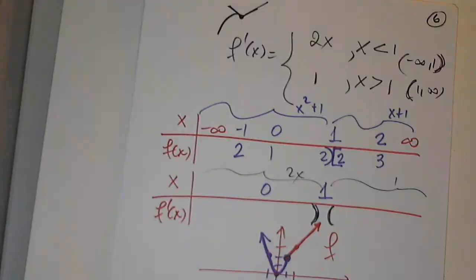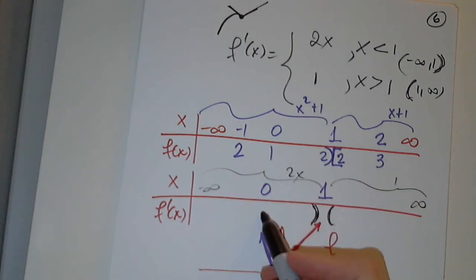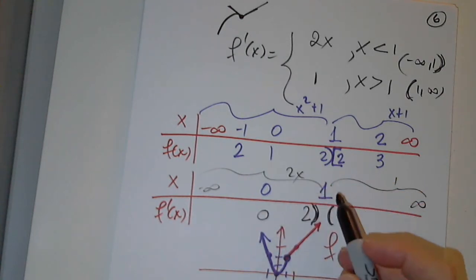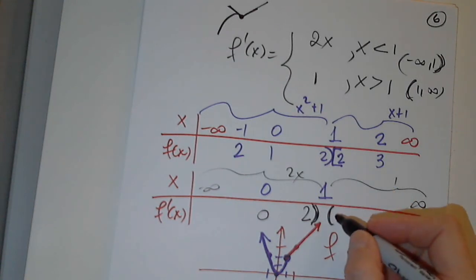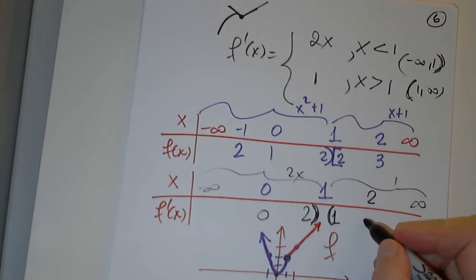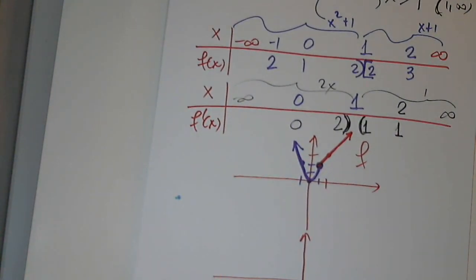Okay, so I'm going to plug in some numbers. Let's say 0. What do I get? Good. And let's say I plug in 1. What do I get? Good. Let's say I plug in 1 here and I get? Good. Let's say I plug in 2 and what do I get? Good. Excellent. So now I'm going to graph the derivative.